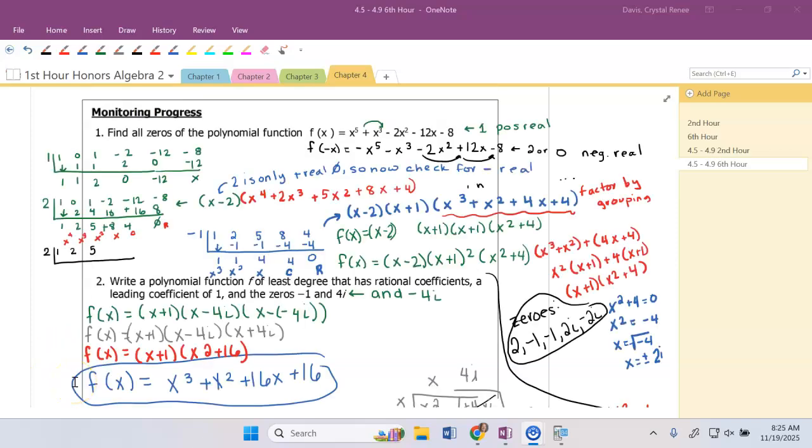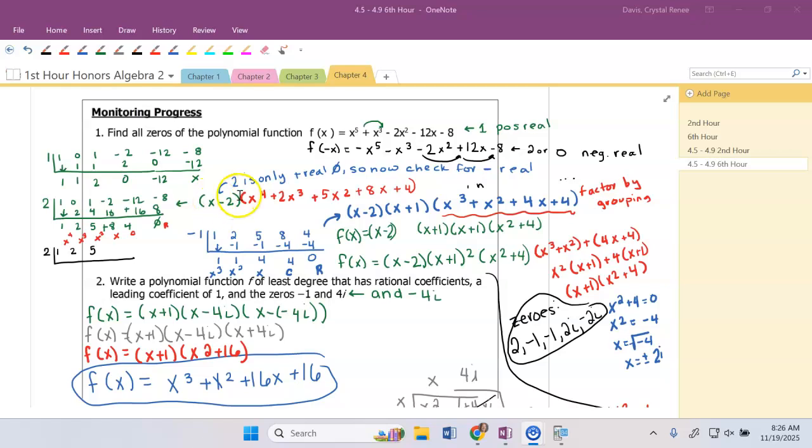All right, so hopefully you took the time to do these on your own. On this first one here, I have for sure one positive real solution, and then for my f of negative x, I have either two or no negative real solutions. Me, I'm just not a risk taker. I wanted to find my one positive real solution first. So I checked for one, didn't have a remainder of 0, checked for 2 next, and it worked. So my only positive real solution is x equals 2, which means x minus 2 is a factor.